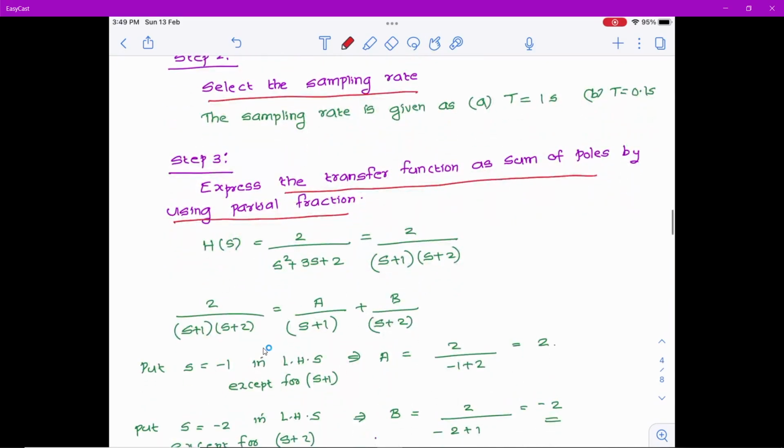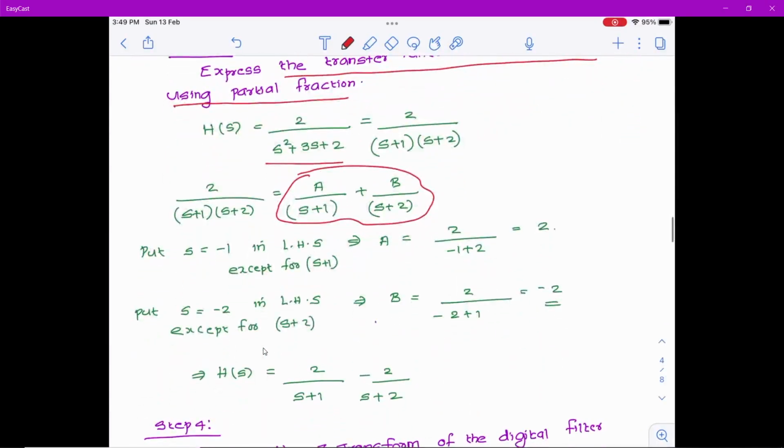H of s is 2 by s square plus 3s plus 2, that is the transfer function. To convert it to partial fractions, it should be expressed as A by s plus 1 plus B by s plus 2. I think you already know this, so I am not going into the details of this. So to find A, you set s equal to minus 1 for all the terms on the left hand side except 1 by s plus 1. When you substitute s equal to minus 1, you will get the value of A as 2.